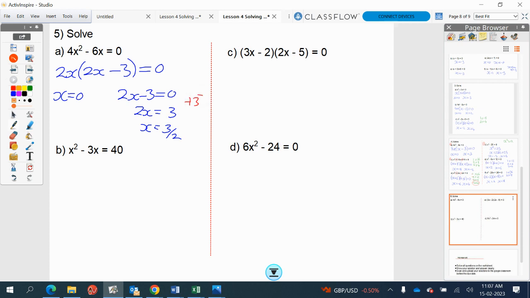I'm adding 3 to both sides of the equation. And then I'm dividing both sides of the equation by 2. So I've got 3 divided by 2 as my answer.